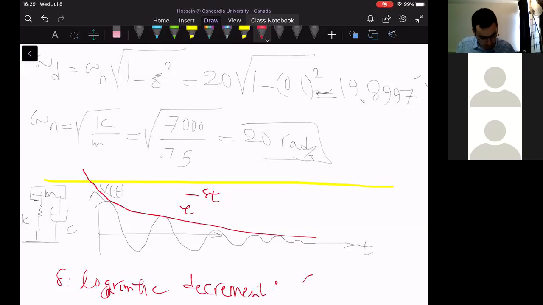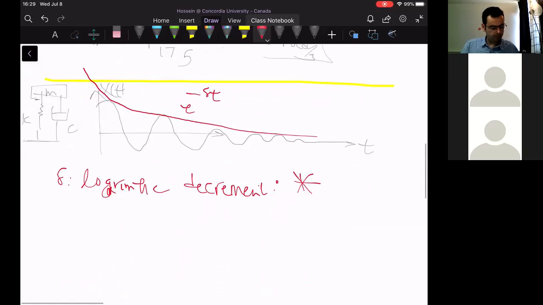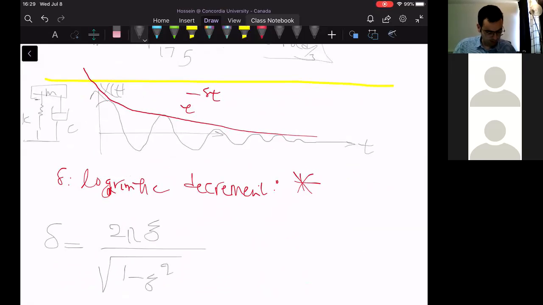Which is very important, and usually you will be asked in the midterm to calculate this logarithmic decrement. It's a very important question. There is a very simple formula in the textbook you could refer to in order to calculate the logarithmic decrement delta, which is equal to 2 pi zeta divided by square root of 1 minus zeta squared. Since we have zeta, delta can be easily calculated: 2 pi multiplied by 0.1 divided by square root of 1 minus zeta squared.